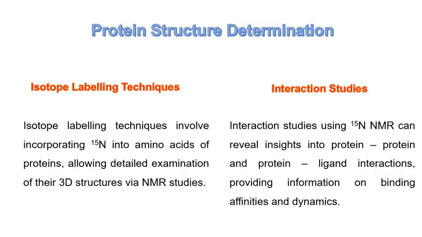Interaction studies using N15 NMR. N15 NMR is used to monitor changes in chemical shifts during protein-ligand or protein-protein interactions. Binding events cause altered chemical environments of involved residues, visible in the spectra. Chemical shift mapping reveals specific binding sites and interaction interfaces.